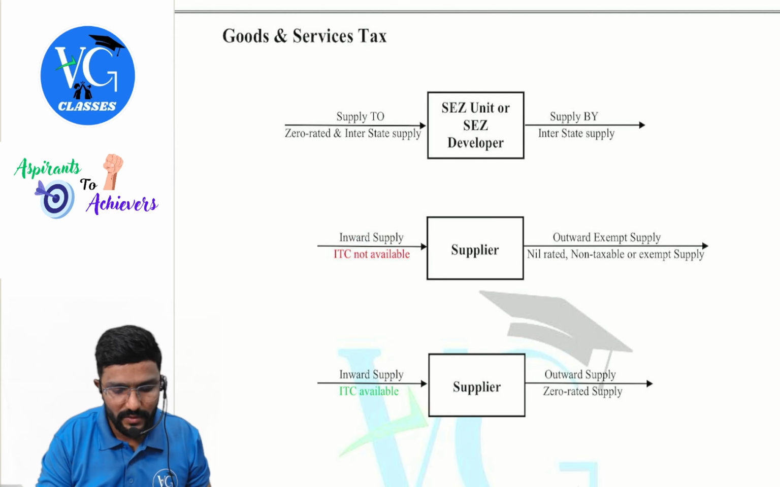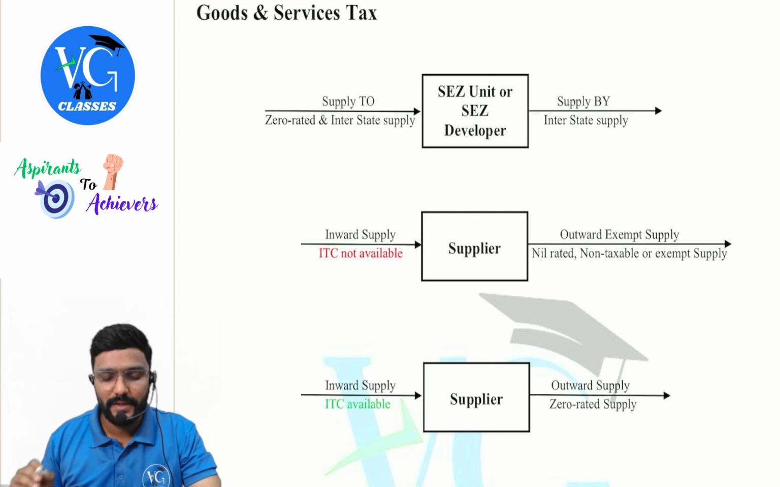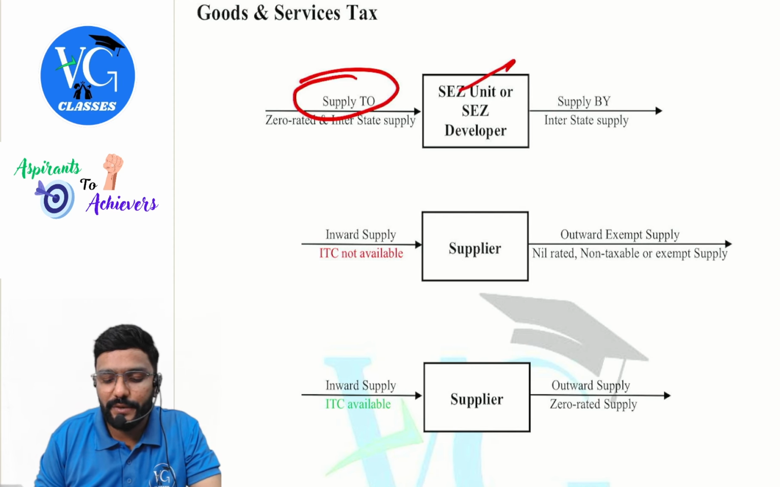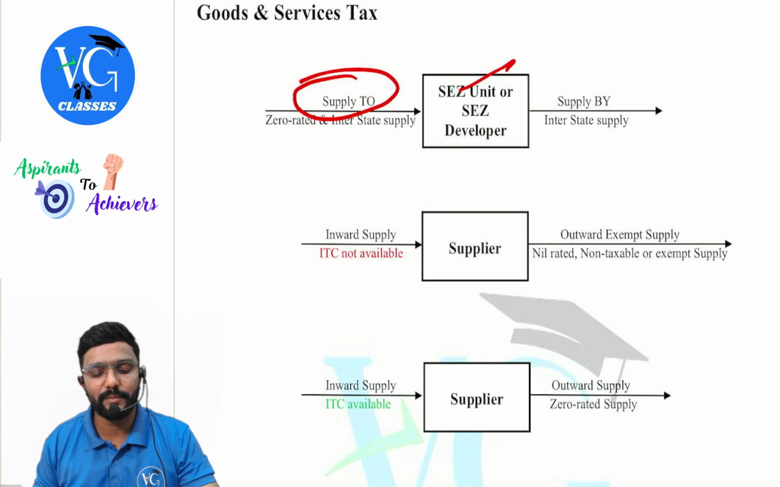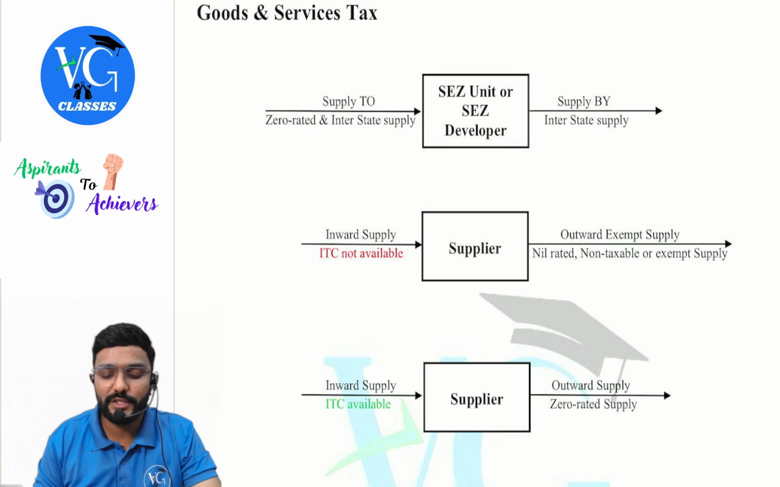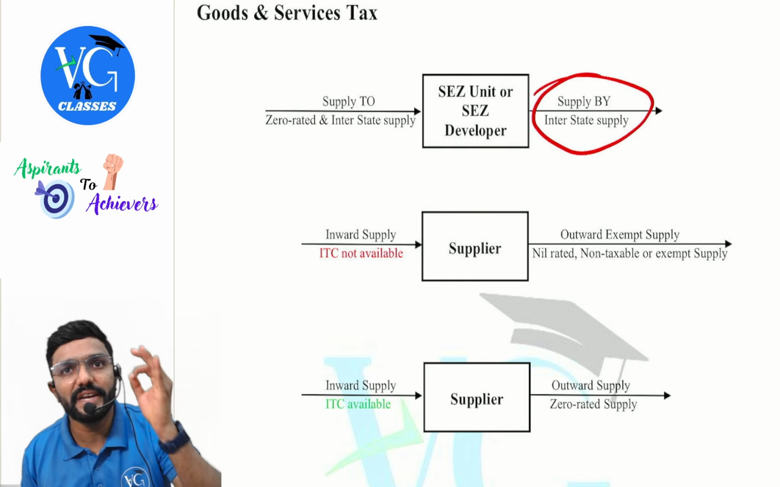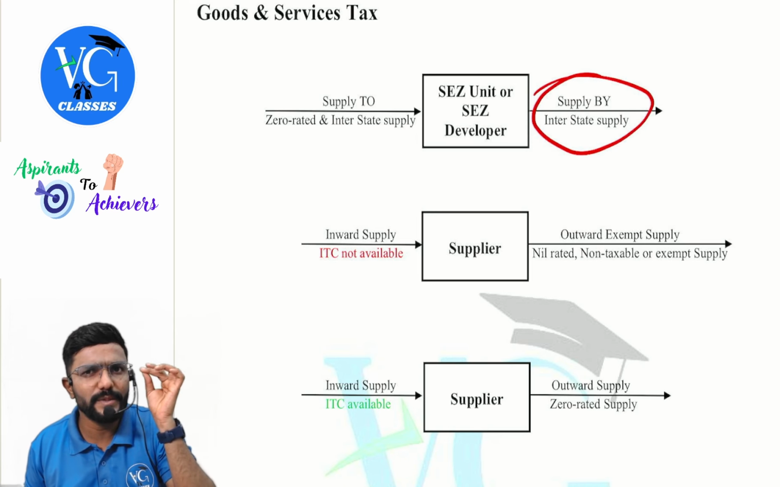Now listen. I am explaining here because your students will get doubt. That is why. Supply to an SEZ unit or SEZ developer, what is it? Zero rated as well as interstate supply, guys. Any confusion here? Next, supply by an SEZ unit or SEZ developer will always be only interstate, not zero rated. Not zero rated. Are you observing it?